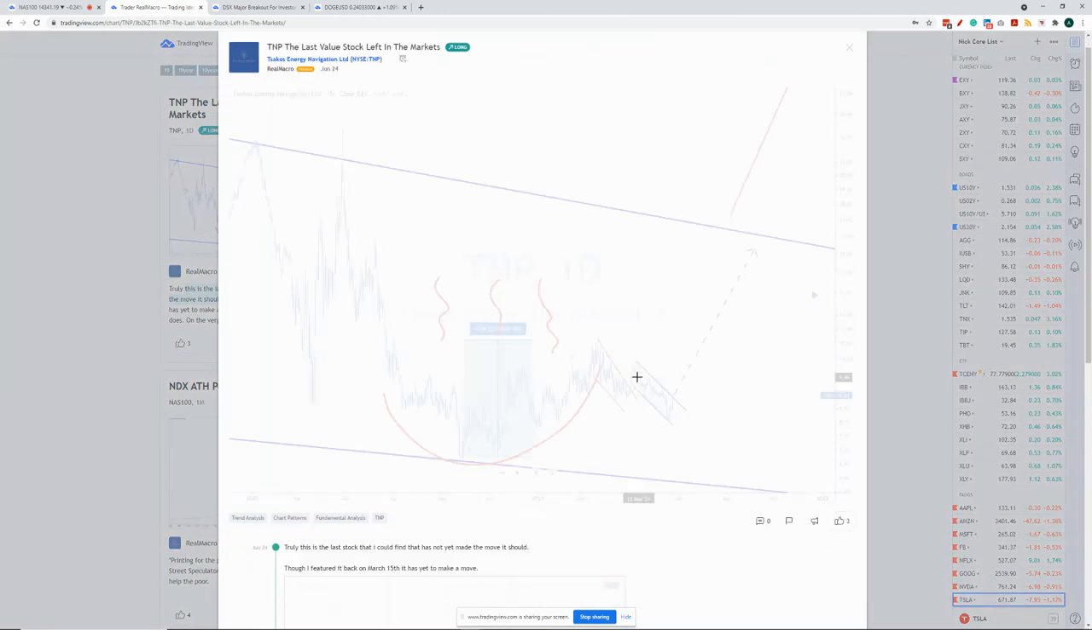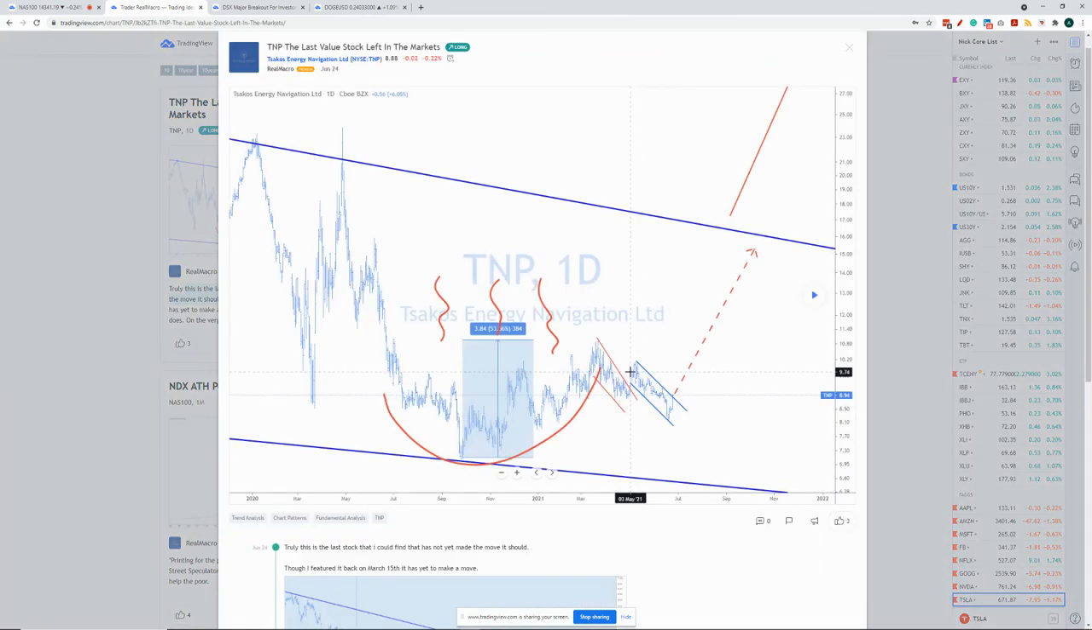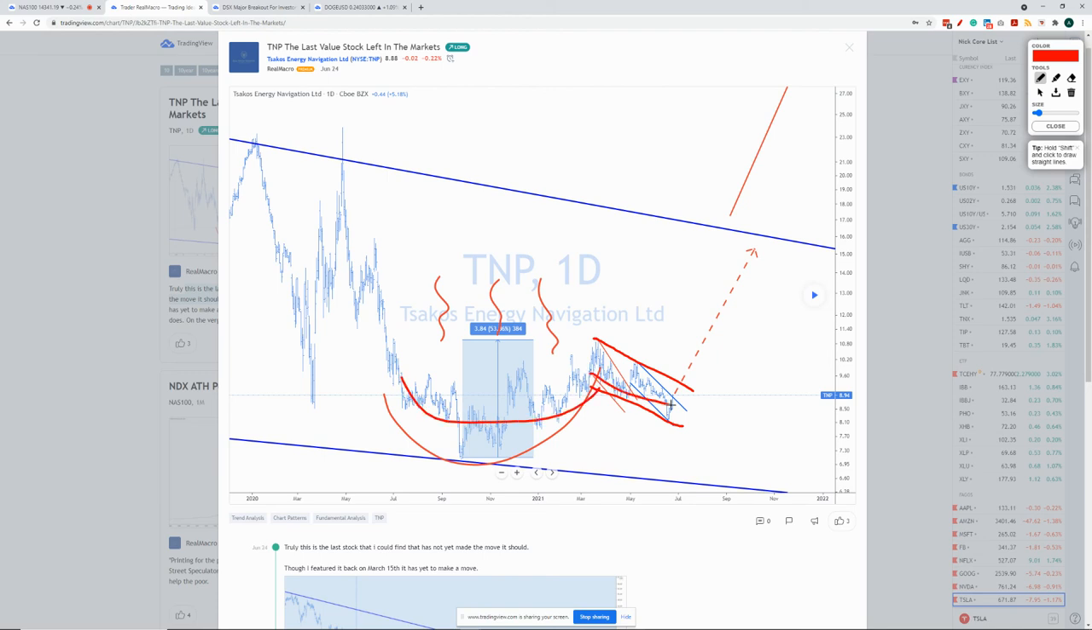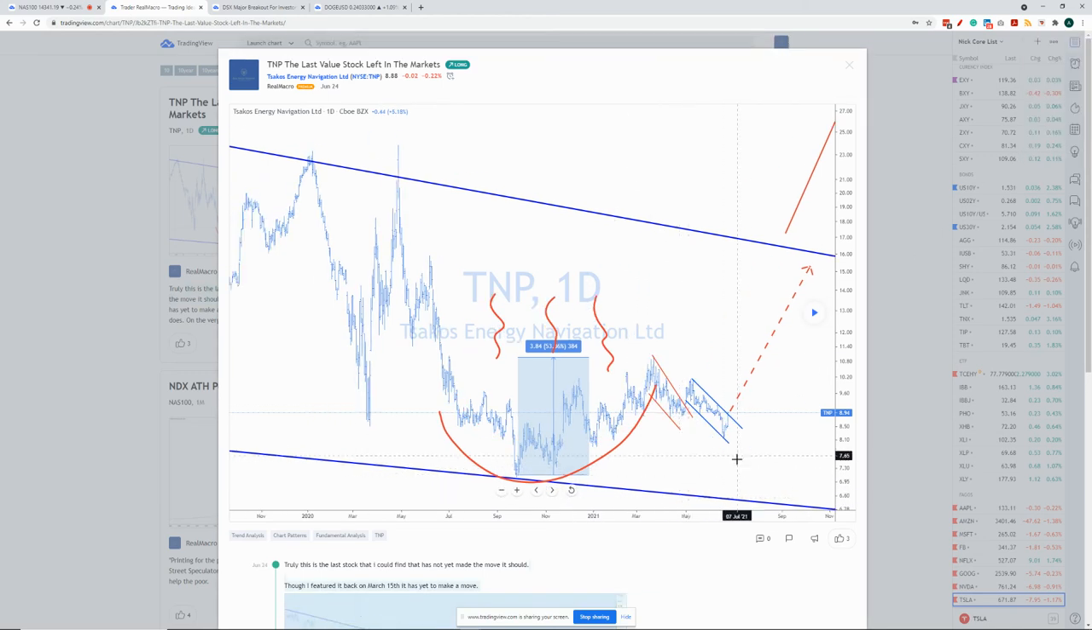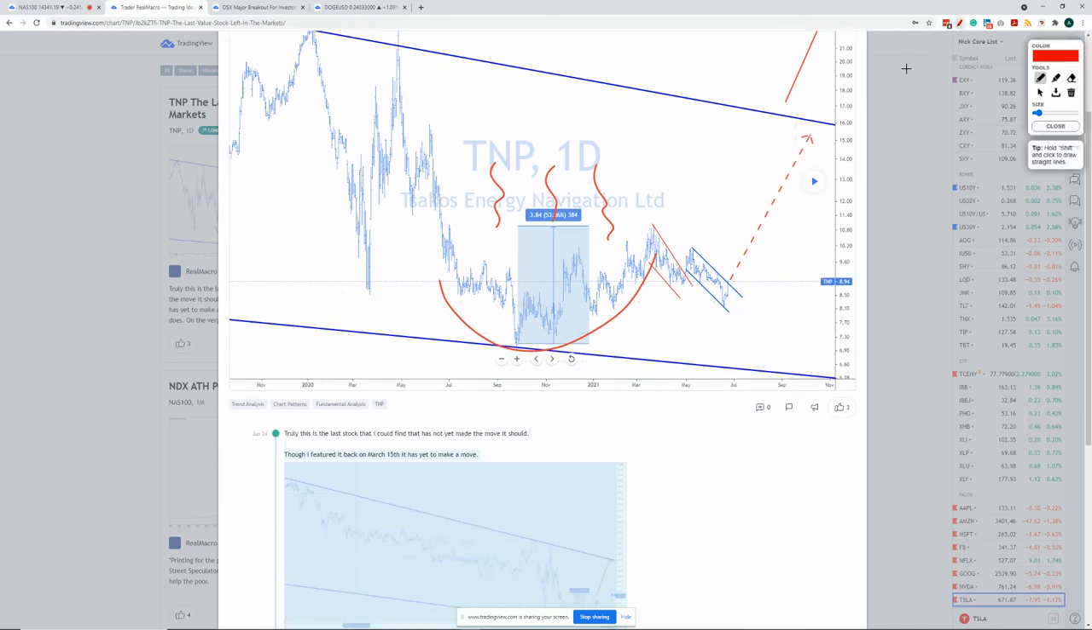Tsakos Energy. This is the last value stock that I can find in the whole entire market. I swear, I tried hard. Now, I didn't draw this as well as I should have. So it should look like this. You've got a cup, you've got a handle, and this thing is about to go. I've said that before, but this one looks like it's going to go. So keep an eye on the breakout right there and see if this goes. It's kind of simple.